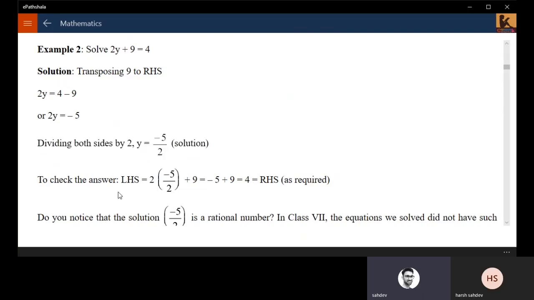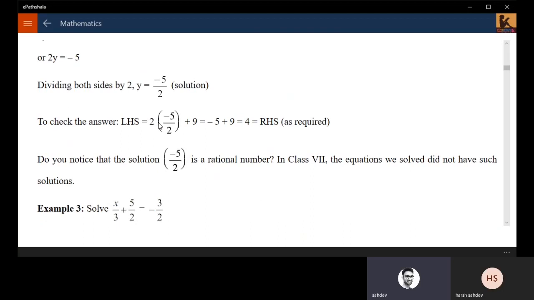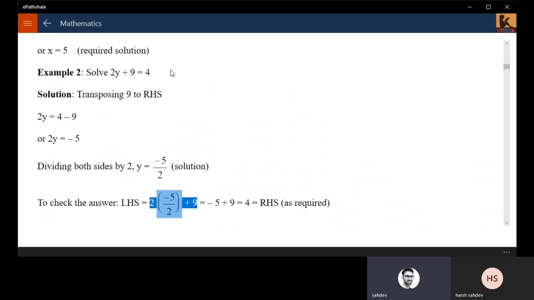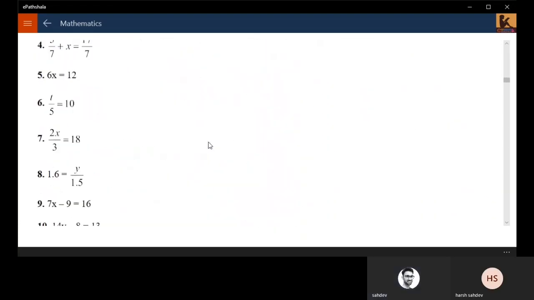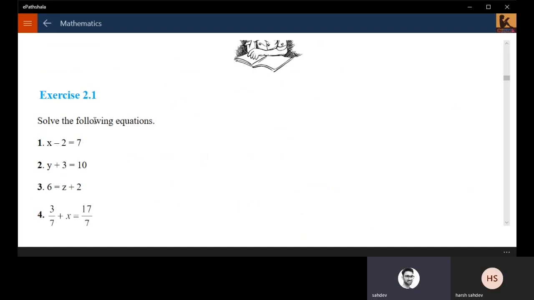If we want to check the solution, how can we check it out? We'll put the value of y equals to minus 5 by 2 over here in this part, and we get 2 into minus 5 by 2 plus 9, that is minus 5 plus 9 equals to 4. Hence this is equal to 4 and RHS is also 4. Therefore we got the right answer. Let's go to the questions.